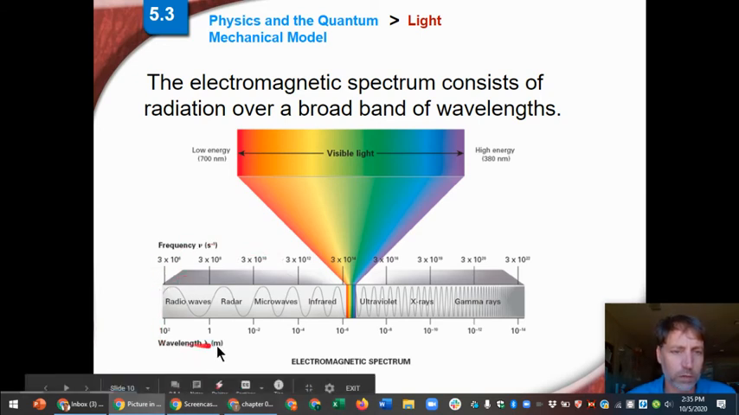You should be familiar with some of these ranges of numbers, knowing that radio waves are around 10 to the 2 meters, and visible light is around 10 to the -6. You should know that range, at least the beginning and the ends of them.